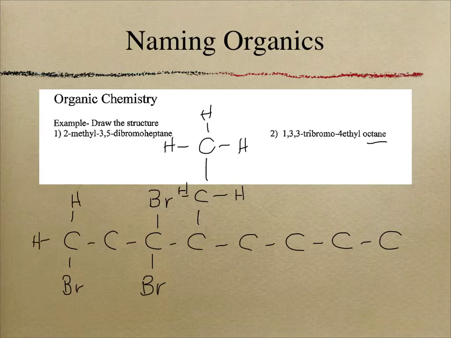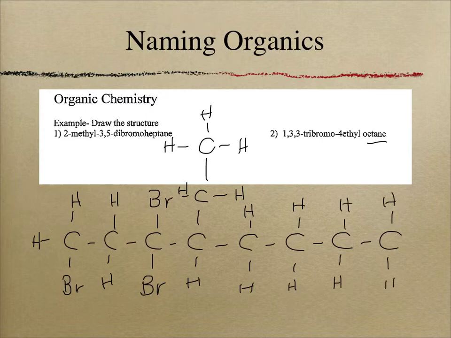Everything else has hydrogen coming off those main chain carbons. They need to be bonded to 4 things, and if they don't have a substituted group, then they must be hydrogens. And there it is. That's 1,3,3-tribromo 4-ethyl octane.